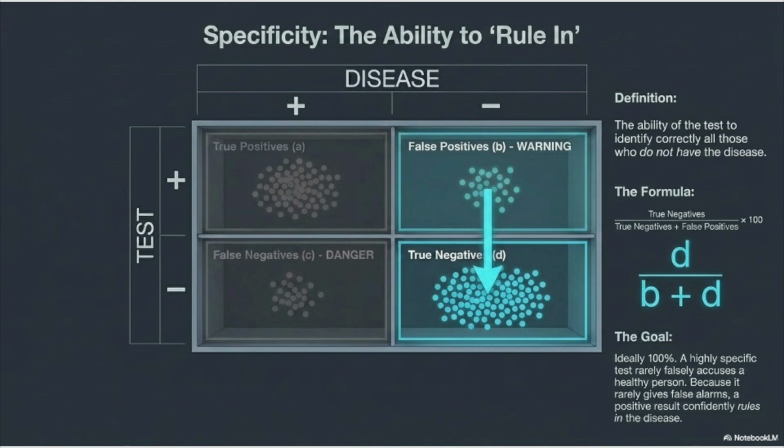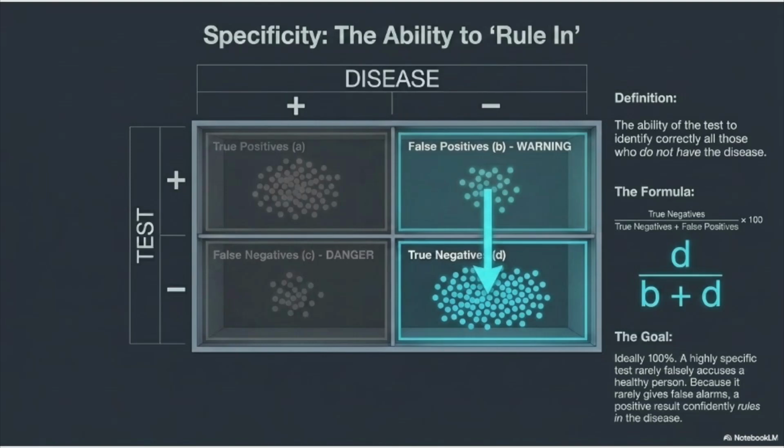Notice the difference. Sensitivity focuses on detecting disease, specificity focuses on excluding disease. One tries not to miss cases, the other tries not to wrongly label healthy individuals as diseased.